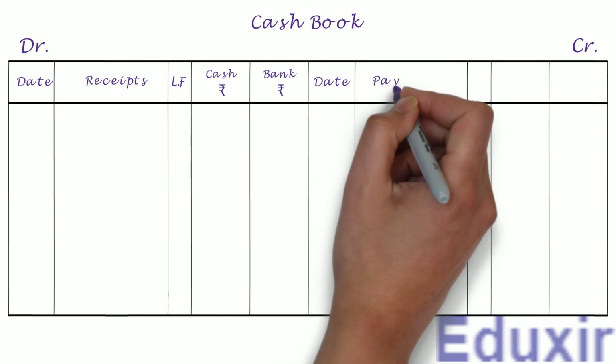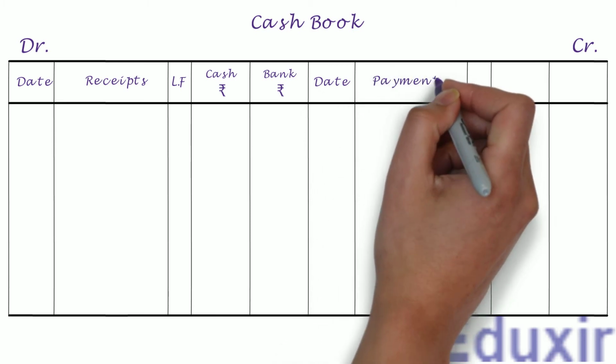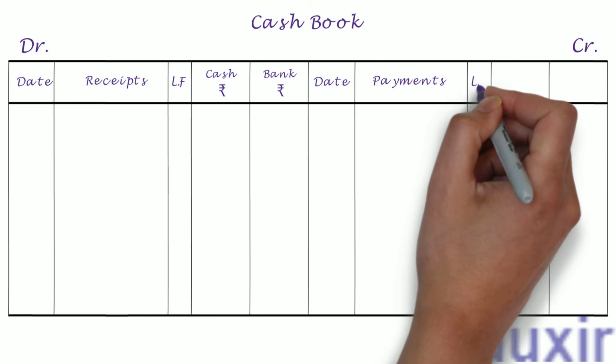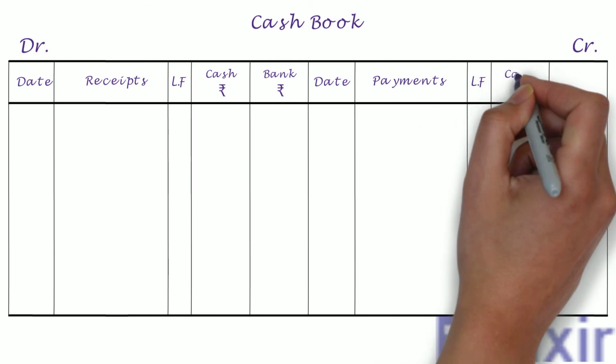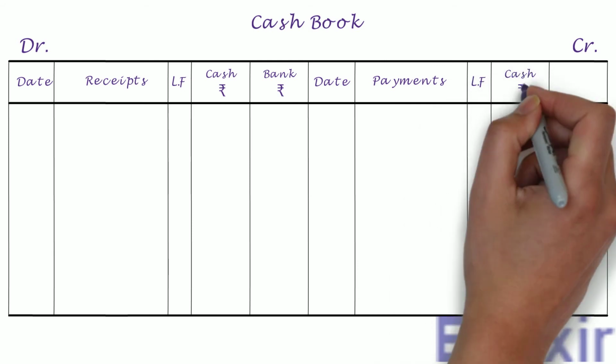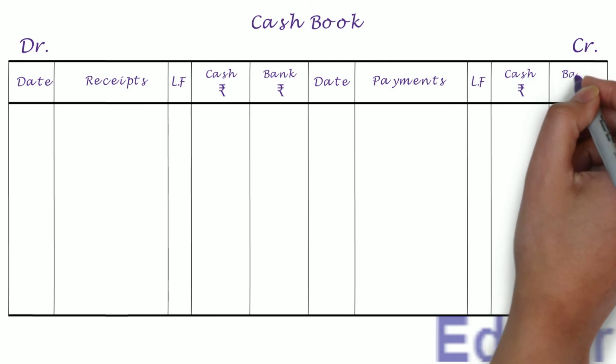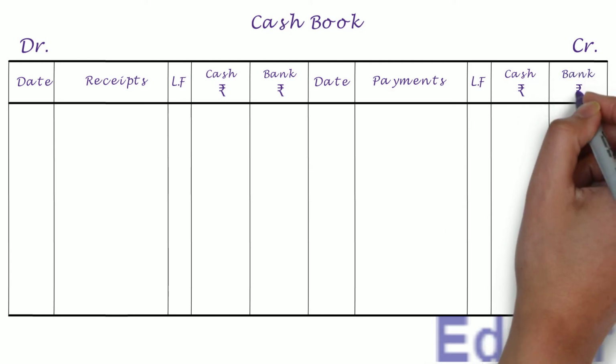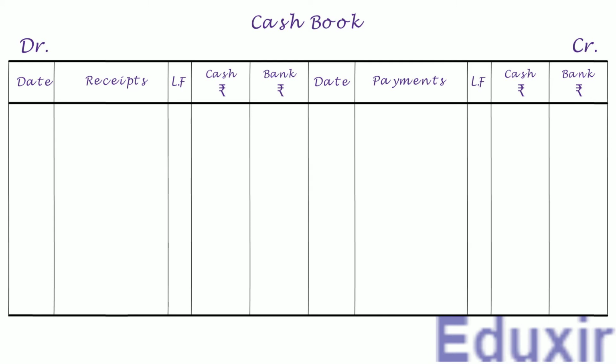payments, ledger folio, amount in the form of cash in rupees, and amount in the form of bank in rupees. Note that when we compare this with the ledger account format, on the debit side we have receipts in place of particulars, and on the credit side we have payments in place of particulars. Also, it has two amount columns, one for cash and one for bank.